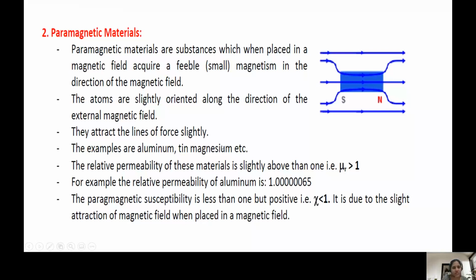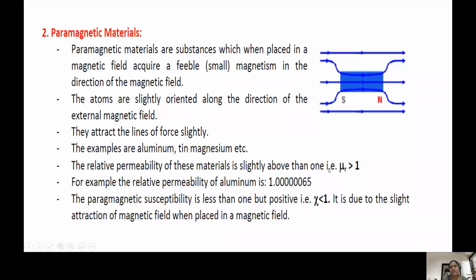And these are the features of the paramagnetic materials. We'll discuss them here one by one. Paramagnetic materials are the substances which, when placed in a magnetic field, develop a feeble magnetism in the direction of the magnetic field. When you keep these types of paramagnetic materials in the external applied field, then the magnetic field will develop. The atoms are slightly oriented along the direction of the external magnetic field. They attract the lines of force slightly. The examples are aluminum, tin, and magnesium. These are all the examples for the paramagnetic materials.